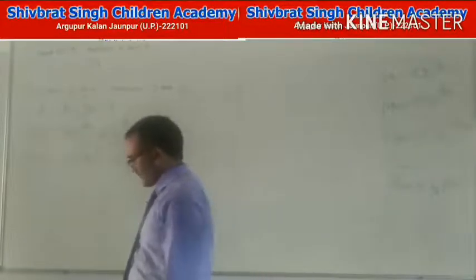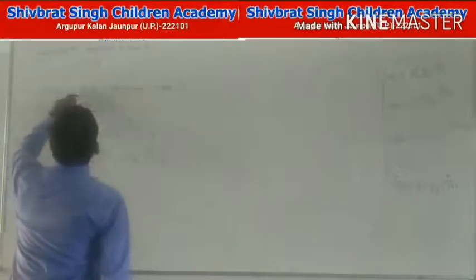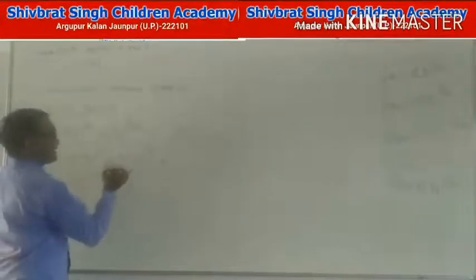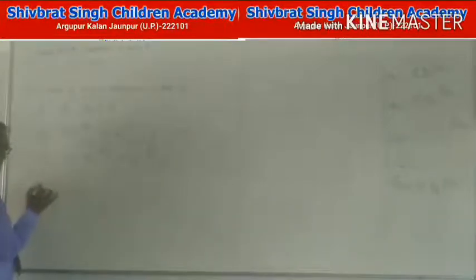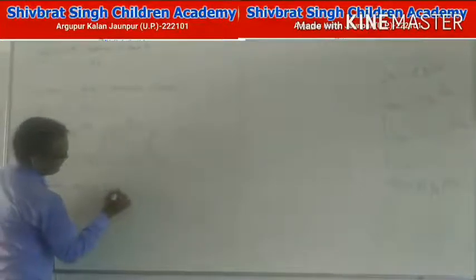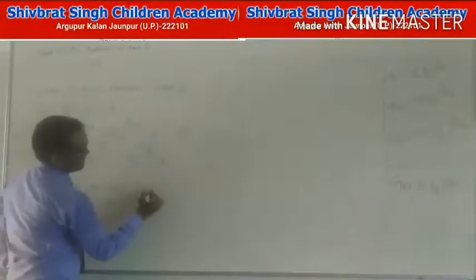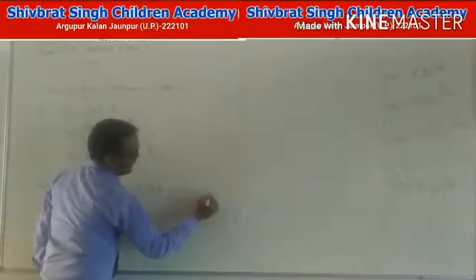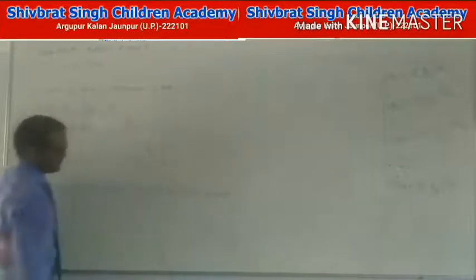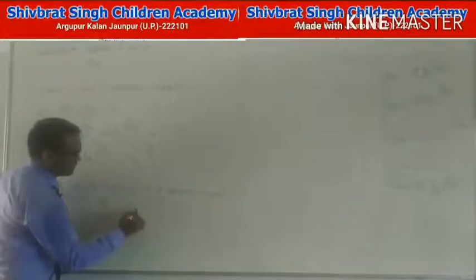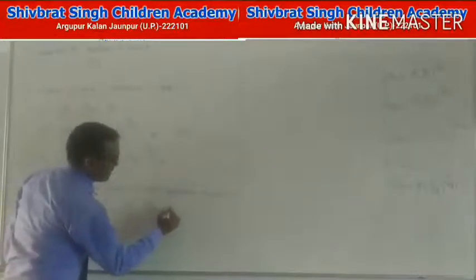Then two geometric means between a and b, the first is this and the second is this. Similarly, we can insert three geometric means between a and b: a, g1, g2, g3, b.